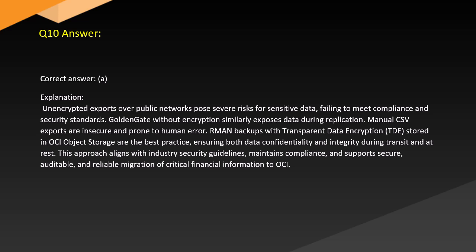Answer. Correct answer: B. Explanation. Unencrypted exports over public networks pose severe risks for sensitive data, failing to meet compliance and security standards. GoldenGate without encryption similarly exposes data during replication. Manual CSV exports are insecure and prone to human error.